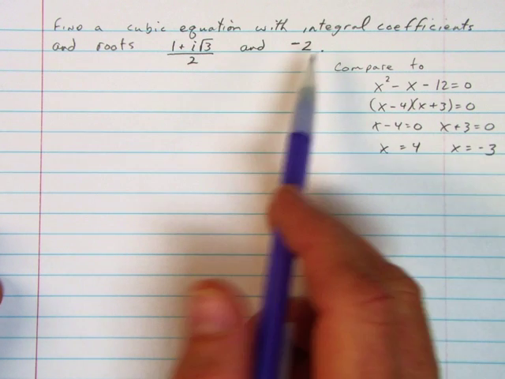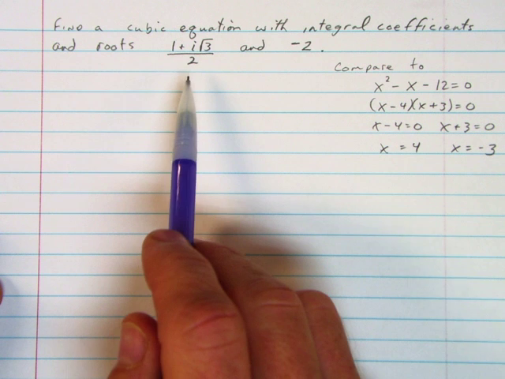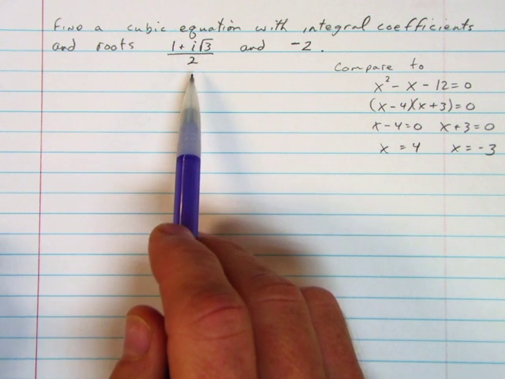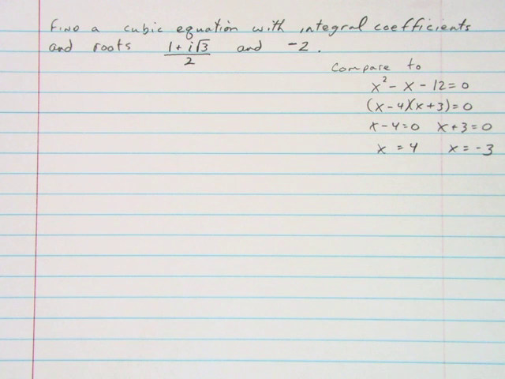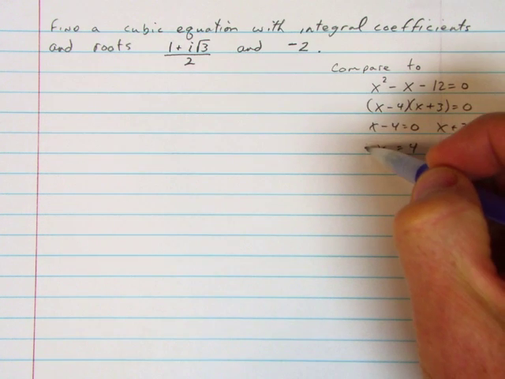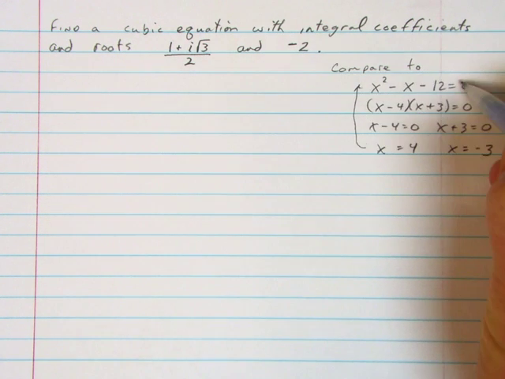Find a cubic equation with integral coefficients and roots (1 plus i root 3) all over 2 and negative 2. Now before we begin, let's review a little bit about how to solve an equation that we can factor. We first have our equation, we factor it, we set each factor equal to 0, and we get our solutions. What we're going to do right now is go backwards. We want to create the equation that gives us these solutions.